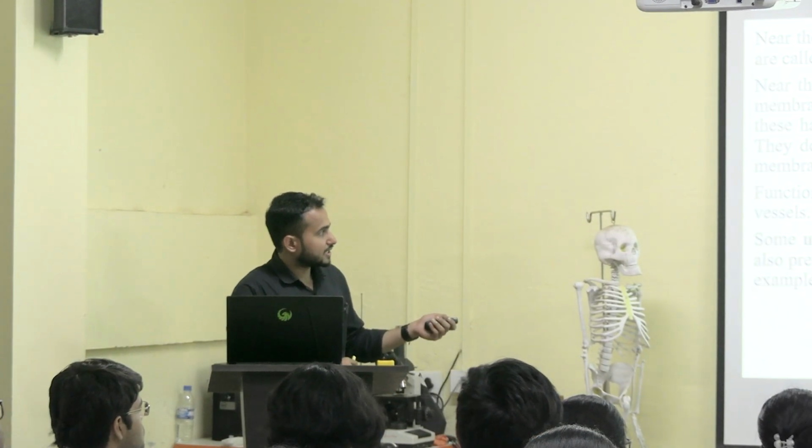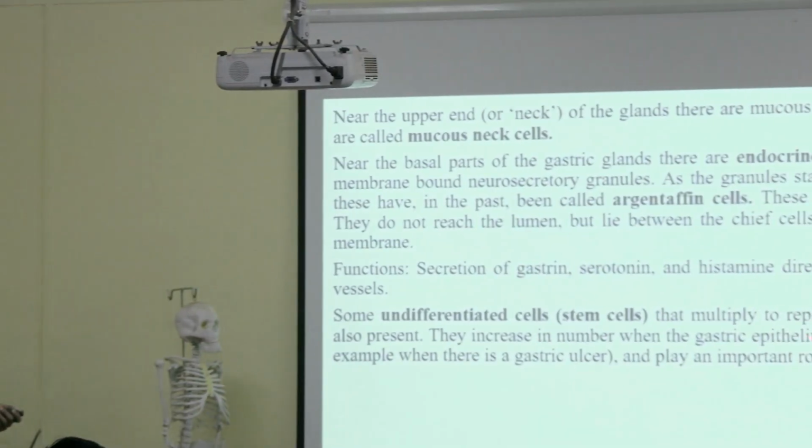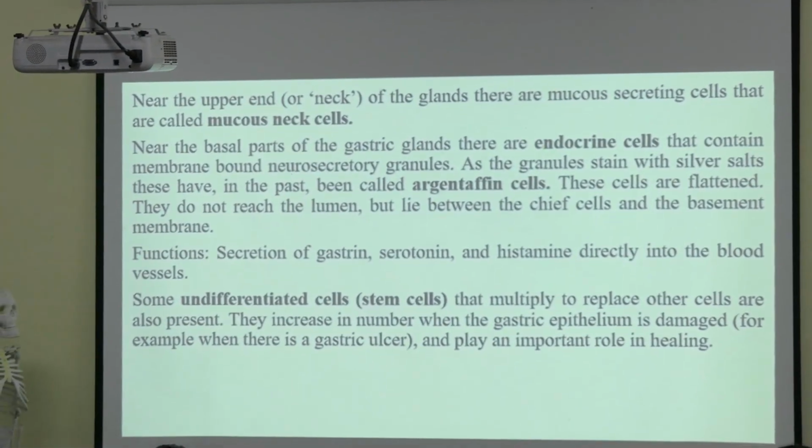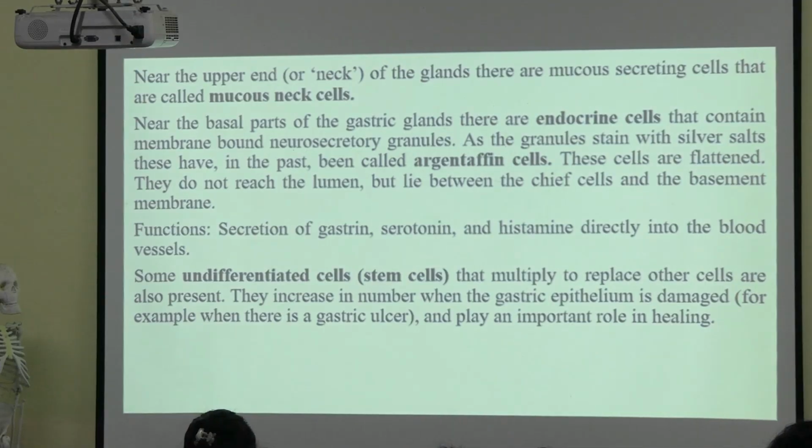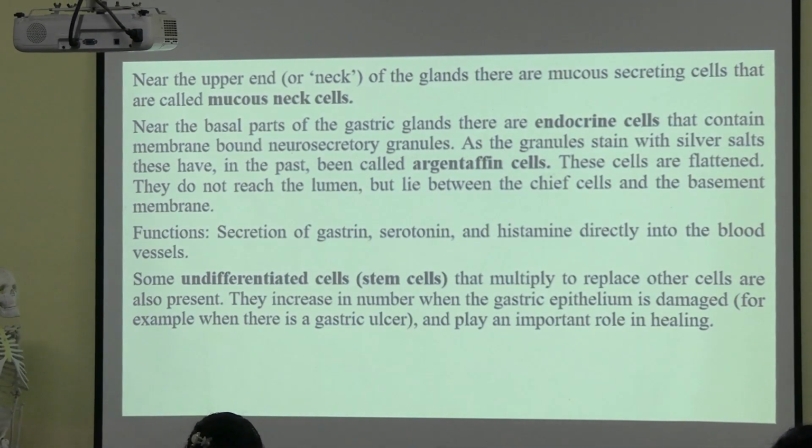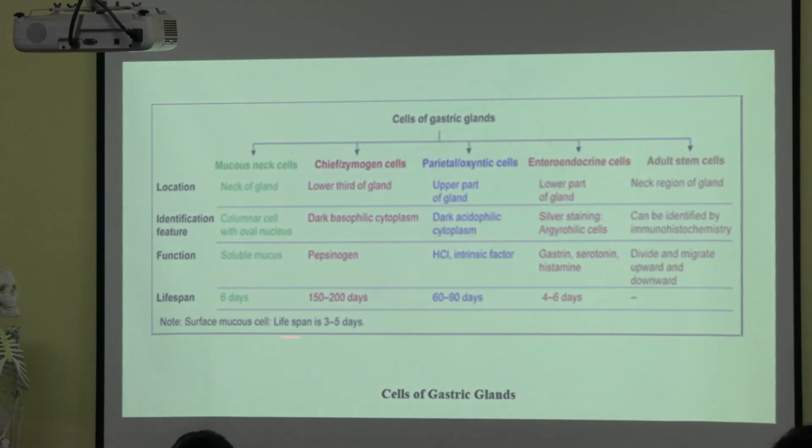Next, some undifferentiated stem cells are there. So already you know what the functions of the stem cells are. If any damage is there to the other cells, they can replace them, and they play an important role in healing. Okay, now this is the overall gist of whatever we have discussed about the cells present in the gastric gland.